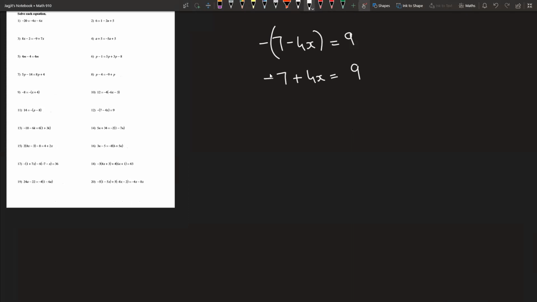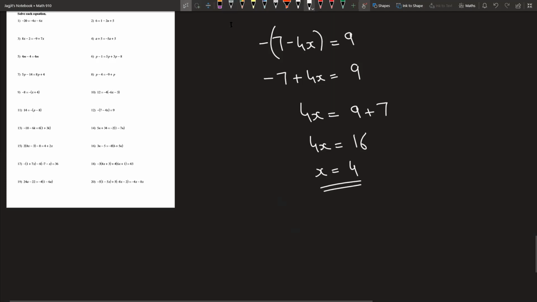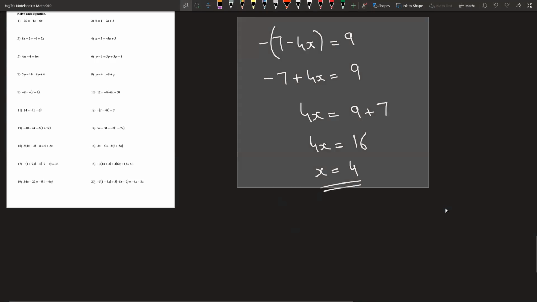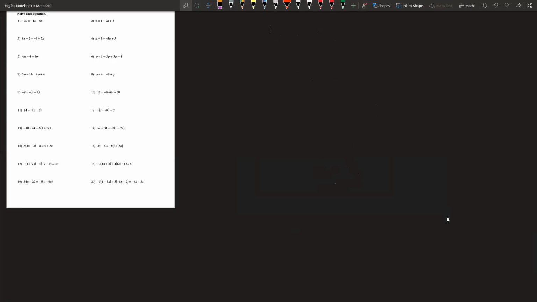And then you can move this negative 7 to the other side. It will become 9 plus 7, which is 16. Okay, let me just write down the steps here. So this would become 9 plus 7, which is 16. So 4x is equal to 16. And then you divide both sides by 4. So x is going to be equal to 4. Does that make sense, folks? Do you guys understand that? Yep. Okay, good.